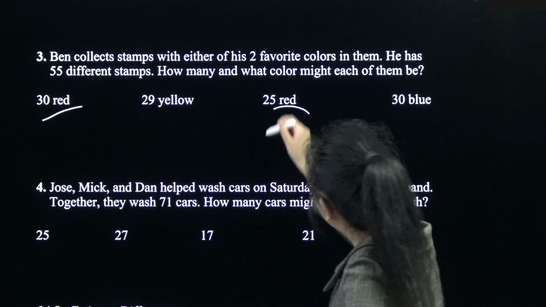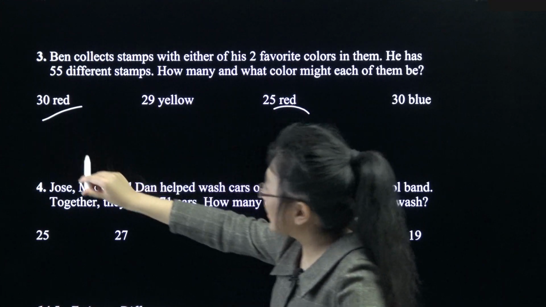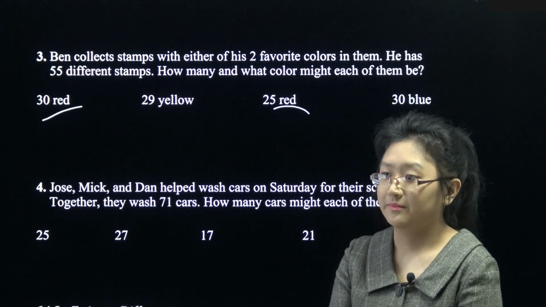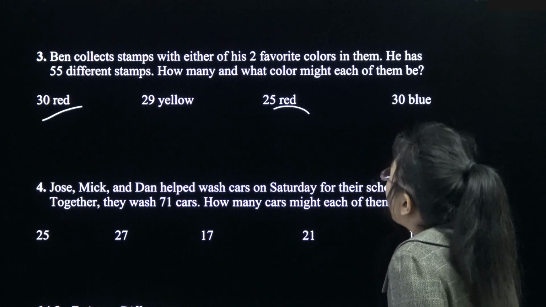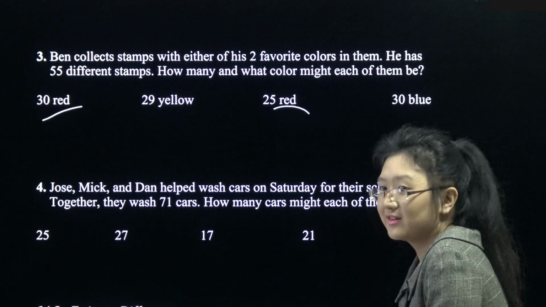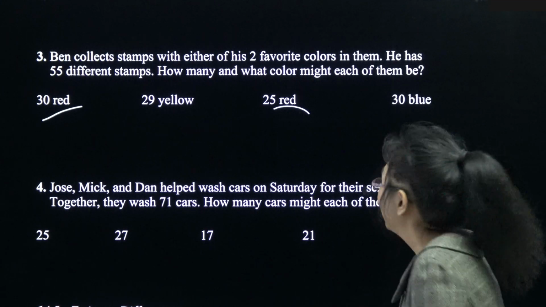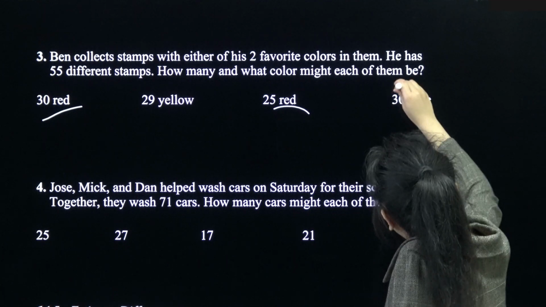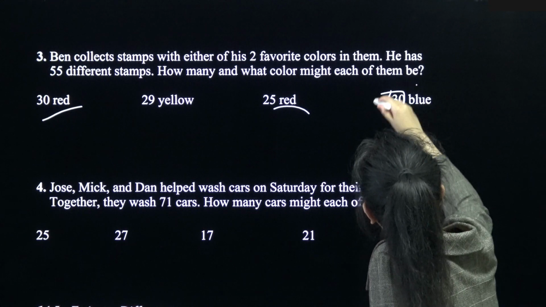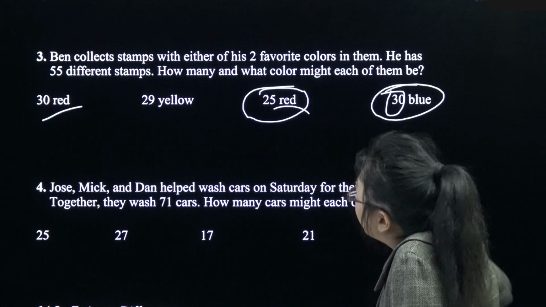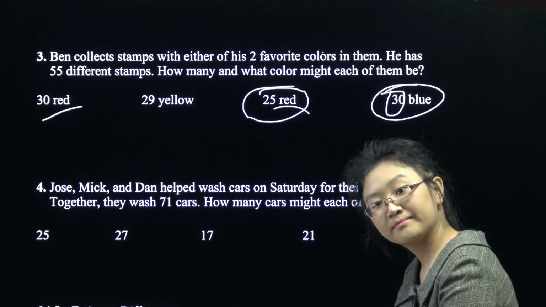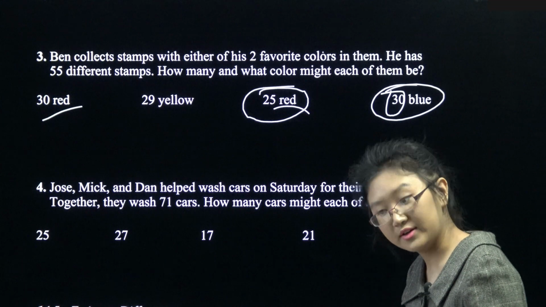Now the thing is, we realize that 25 plus 30 equals 55, but both of these are red. And we need two colors. And by two colors, they don't usually mean two shades. Like, it's not cherry red and scarlet. No, no. But we realize that there's also 30 over here. So 30 blue and 25 red. That's two different colors and 55 stamps. Well, that worked. Right? Yeah, it did.